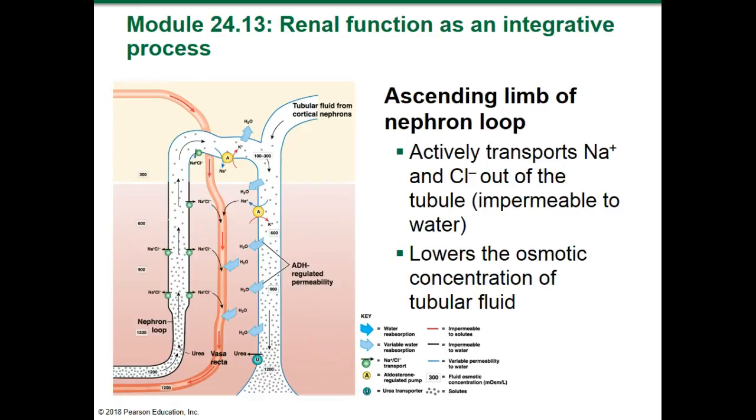At the ascending limb, we actively transport sodium and chloride out of the tubule because it's impermeable to water, as we said. Remember, that's a part of that countercurrent multiplier. So that increases the solute concentration outside the tube, which helps to pull out more water at the descending limb. It lowers the osmotic concentration of the tubular fluid because you're getting rid of sodium and chloride.